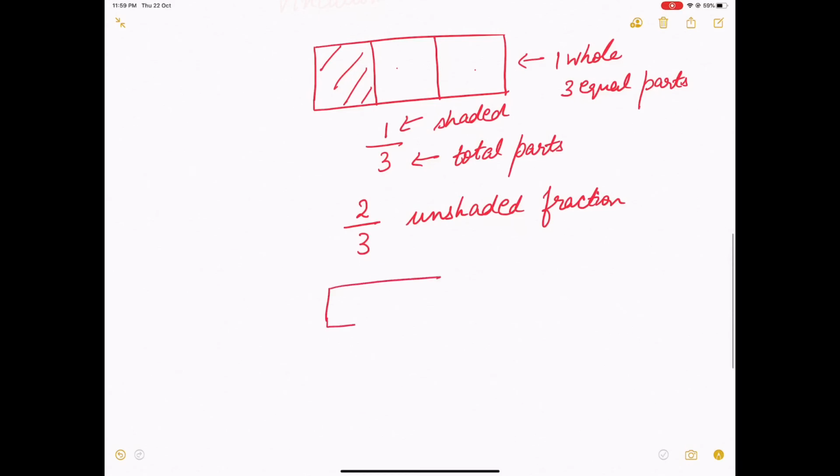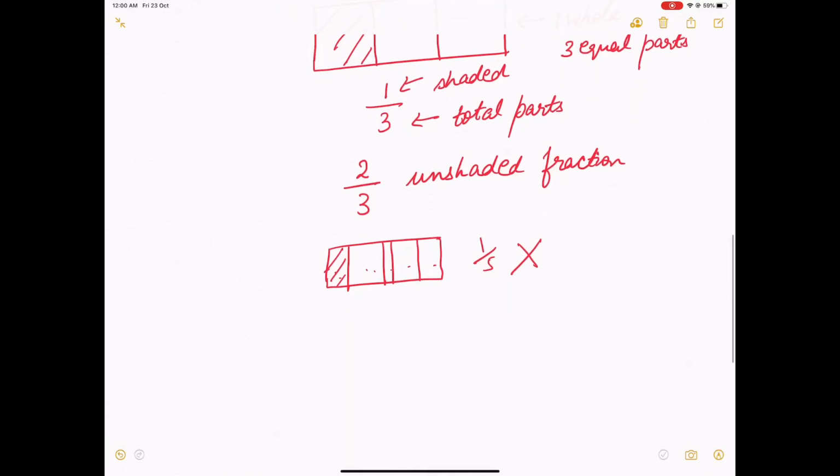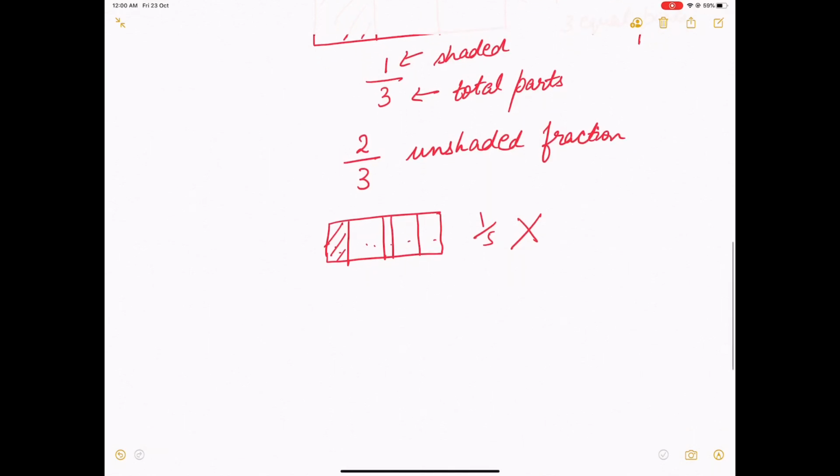If you divide 1 rectangle in unequal parts like this, or maybe something like this, then you can't write a fraction. If you shade one part and you are counting 1, 2, 3, 4, 5, that is completely wrong. Then you cannot write 1 upon 5, because it is not divided into equal parts. So to understand fraction, it is important to learn that a whole should be divided into equal parts. I hope you are clear with the concept.